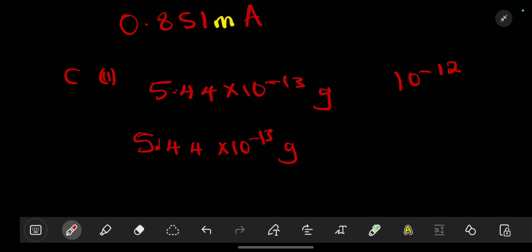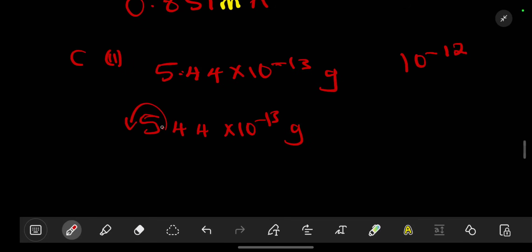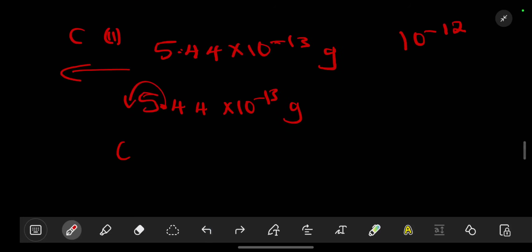What we are going to do is move the decimal point this side, so that it adds a power of 10. Remember, if you are moving this side, you are adding 1. If you are moving this side, you are subtracting 1. So we are going to have 0.544 times 10 to the power negative 13. Then since you moved a decimal point there, you multiply by 10 to the power positive 1, gram, like that.